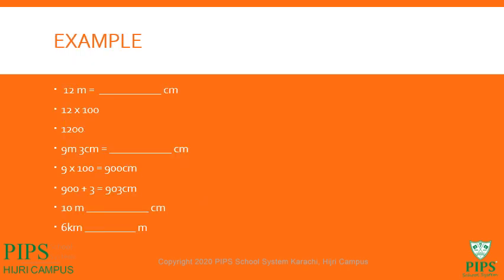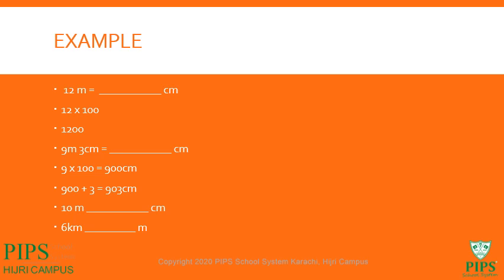Here are some example questions in front of you. 12 meters equals dash centimeters. Now you have to convert 12 meters into centimeters because the unit is given in the answer. So you must learn that 100 centimeters equals 1 meter. Now you multiply 12 with 100 and the answer will be 1200 centimeters.